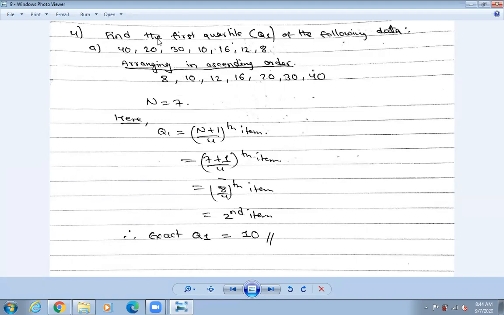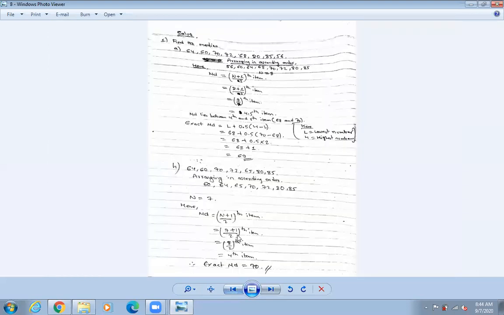Now find the first quartile, that means Q1, of the following data. These are the numbers. First of all, what do you need to do? We need to arrange them in ascending order. So we have arranged this one in ascending order: 8, 10, 12, 6, 28 and 40 was there. I think I have done the next number also.